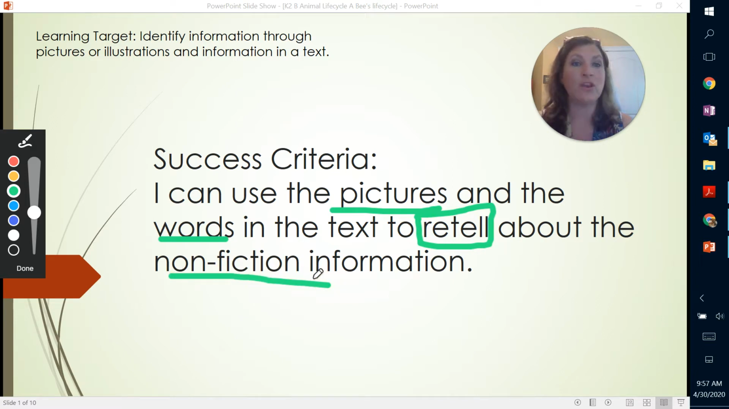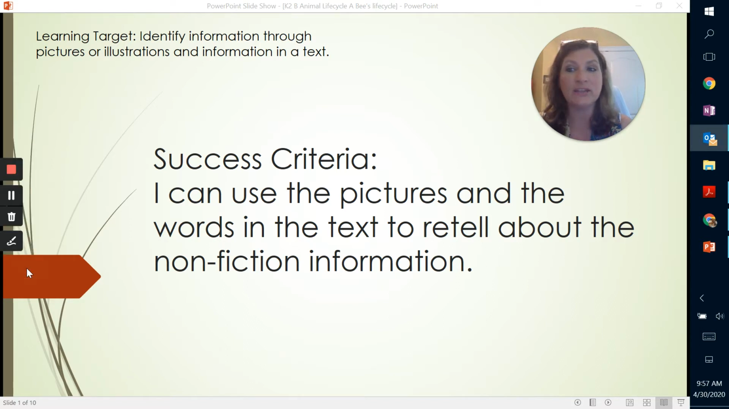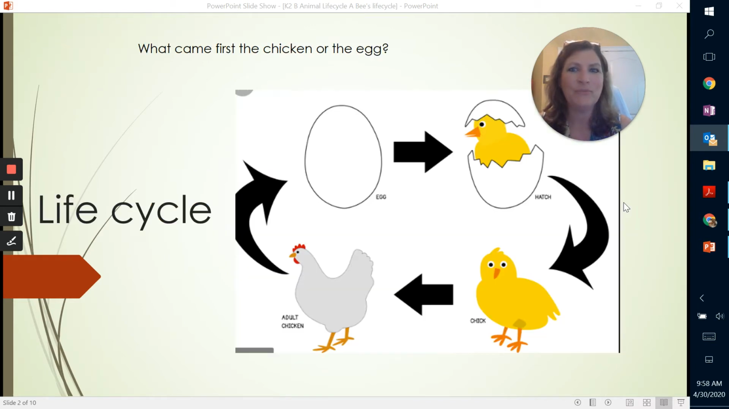Now, can you tell me what nonfiction information or nonfiction text is? That's right. It's real information. It's not a pretend story. It's usually a story about facts about something. And so let me show you what we're going to be learning about in our text.